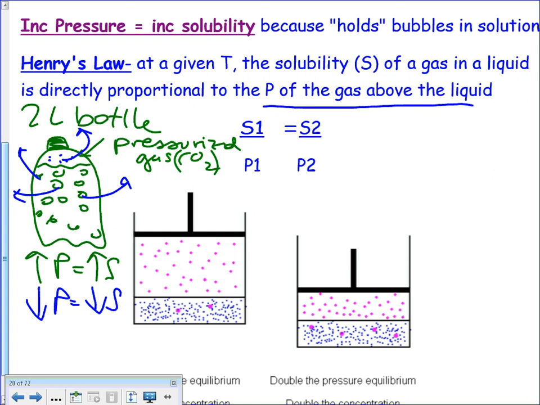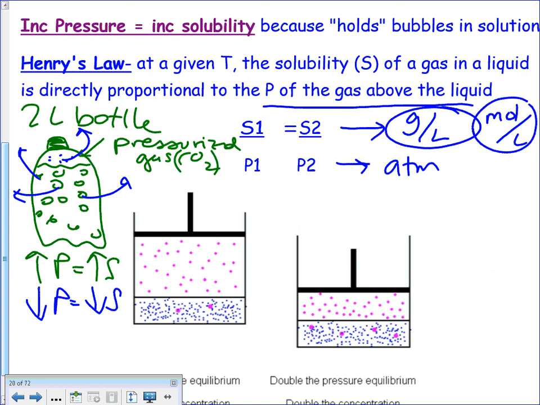So the equation is S1 over P1 is equal to S2 over P2, but that shows the direct relationship of it. Just like our gas laws, anything that was on top of each other was a direct relationship. And this is something I think you guys are very familiar with because we've all opened a bottle of soda before. A lot of times the pressure will be given to you as atmospheres, and the solubility might be given to you as grams per liter, or it might be moles per liter. It depends on what the question states for us here.